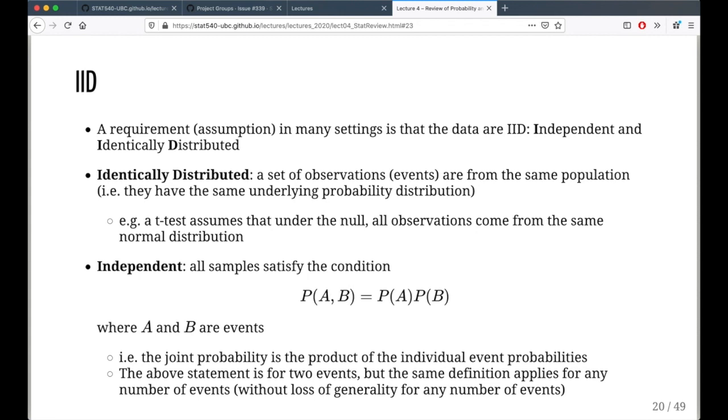The first I, independent, means that all samples must satisfy the condition that the probability of events A and B both occurring is equal to the probability that A occurs multiplied by the probability that B occurs, if A and B are some events. In other words, the joint probability is the product of the individual event probabilities. This example shows the independence condition for 2 events, but the same definition applies for any number of events. For 3 events, the probability of A, B, and C all occurring has to equal the probability of A times the probability of B times the probability of C, if A, B, and C are all independent of one another.